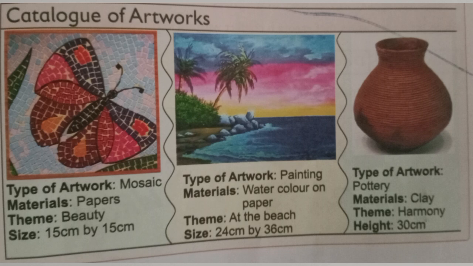So remember, this information can be drawn the way it is, or it can be just taken as a photograph. It is pasted on the paper. Then the learners are supposed to identify the criteria of analysis that has been used here. So let's talk about a catalog of artwork and analysis.